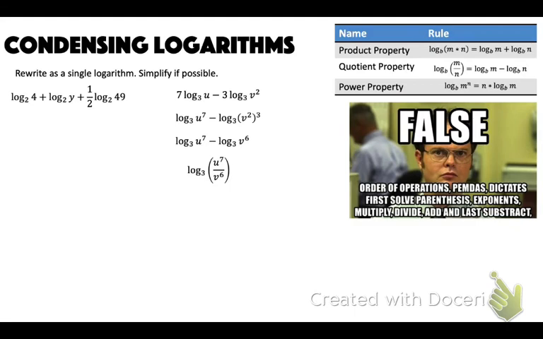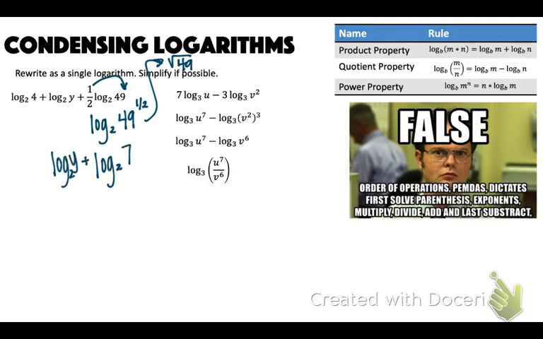This one. So log base 2 of 4 plus log base 2 of y plus 1/2 log base 2 of 49. The first thing I'm going to deal with is this power. So that's going to be log base 2 of 49 to the 1/2 power, which is the same thing as the square root of 49, which is 7. So this is going to be log base 2 of 7. And then we still have the log base 2 of y and the log base 2 of 4.